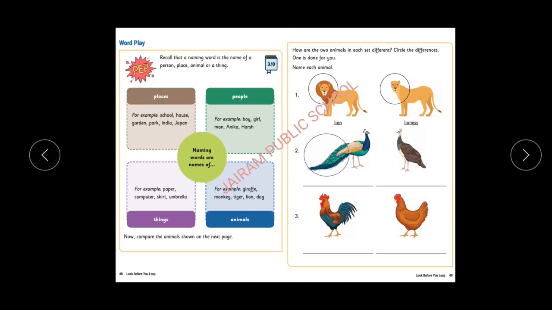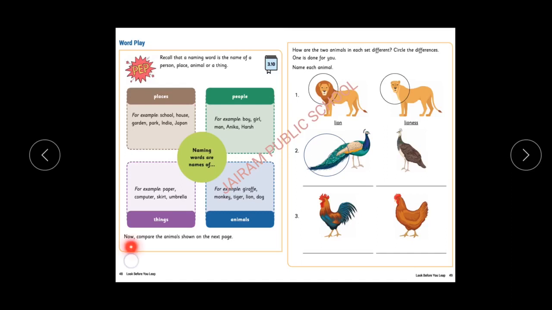Next one, names of animals. For example, giraffe, monkey, tiger, lion, dog. We can also say cheetah, cat. All these are names of animals.